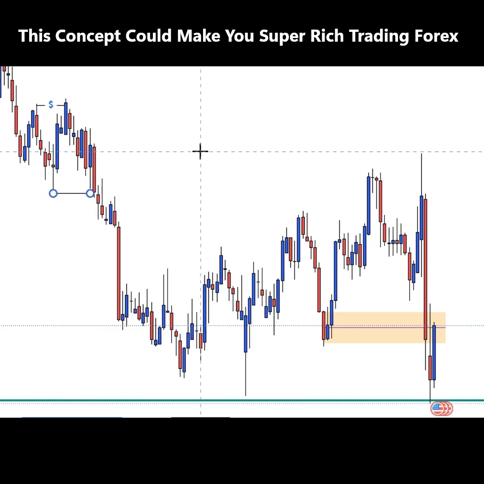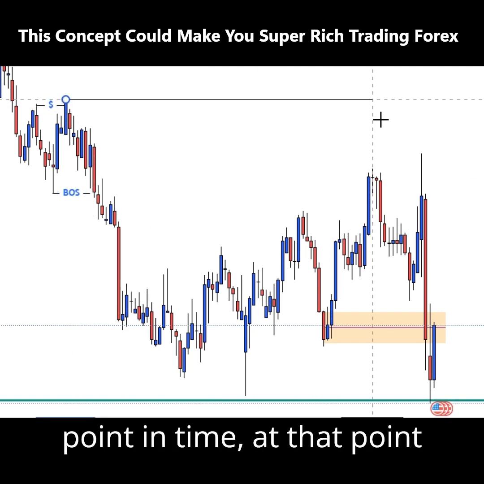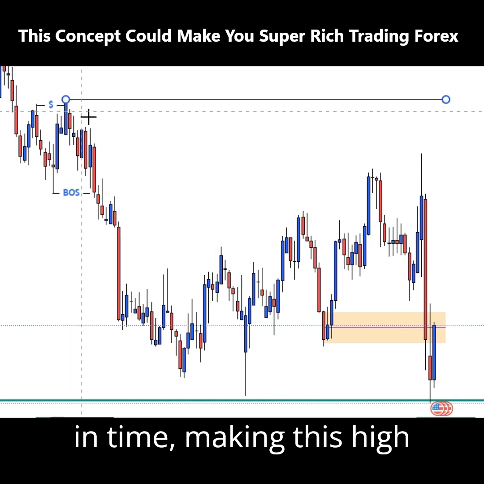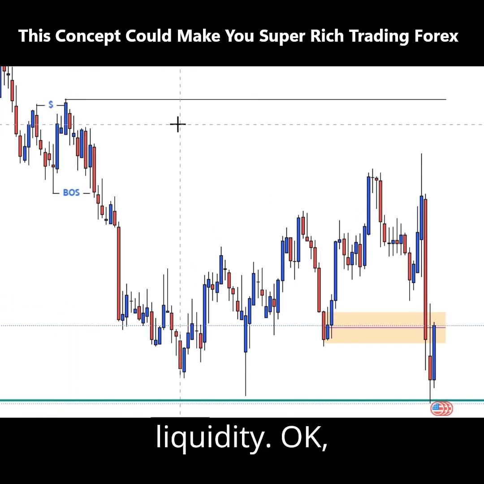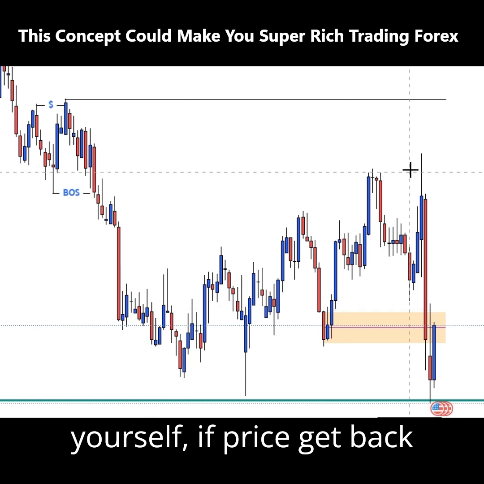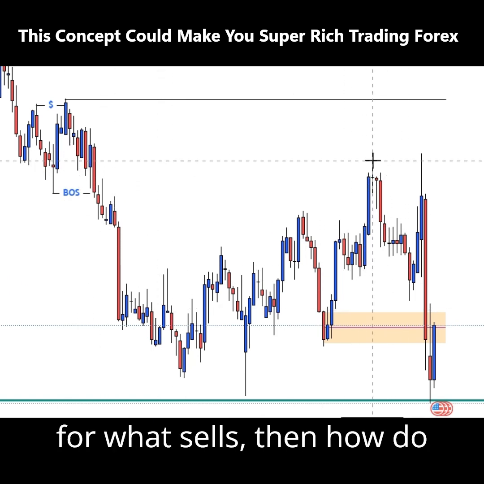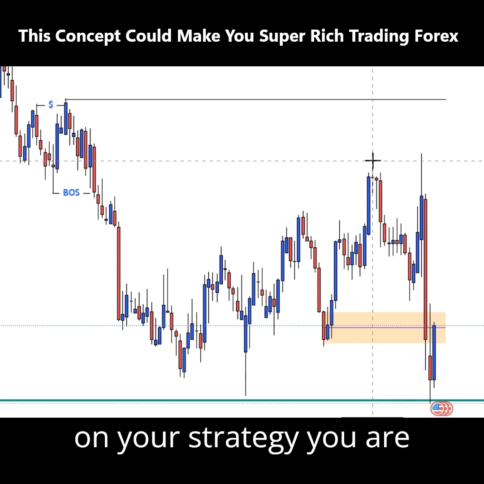making this high at that point in time a protected high, not a liquidity. Now you begin to ask yourself, if price gets back to this place, you look out for what? Sells. Then how do you look out for sells? You look out for sells based on the strategy you are trading.